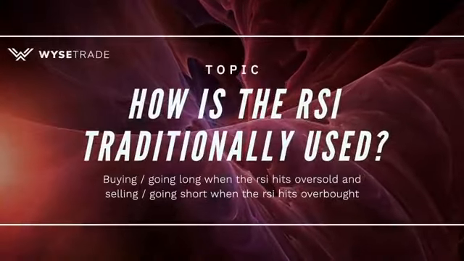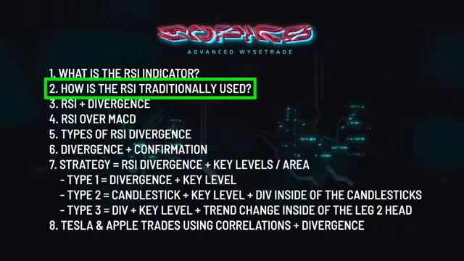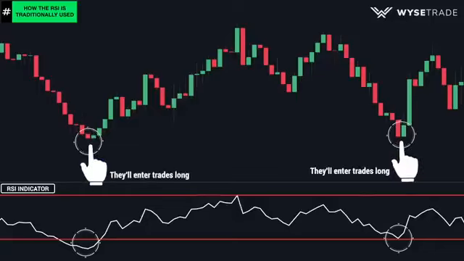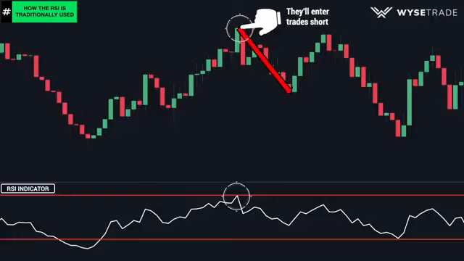So how is the RSI indicator traditionally used? Now, this is what most traders do. When the RSI enters oversold, they'll start buying and entering long positions, expecting price to go up. When the RSI enters overbought, they'll start selling and entering short positions, expecting price to go down.